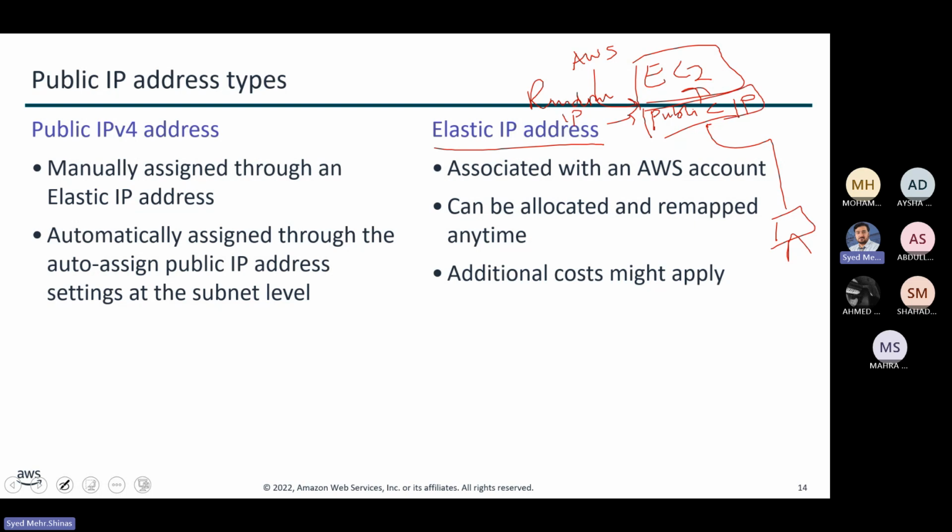It will be assigned randomly. Who will assign? AWS, because you don't have the control. You cannot assign it by yourself. It is assigned by AWS. Now, what I told you, let's suppose you have a web server.